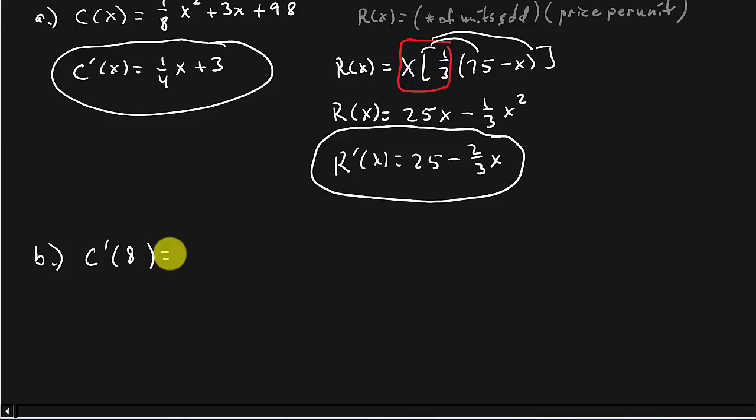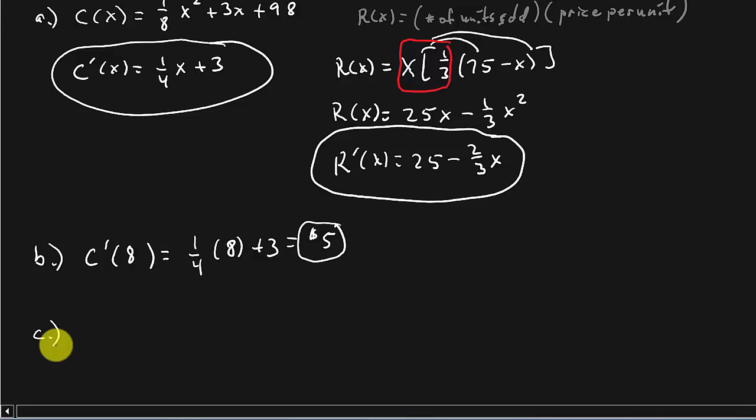Okay. So that's going to be 1/4 times 8 plus 3, which is equal to $5. Okay, so that's not bad.